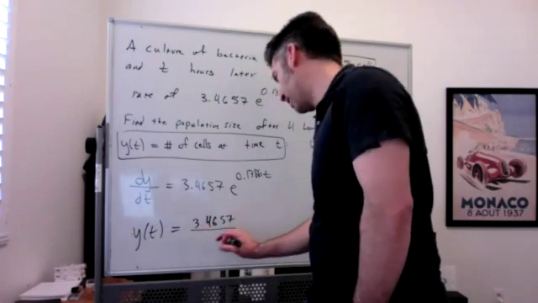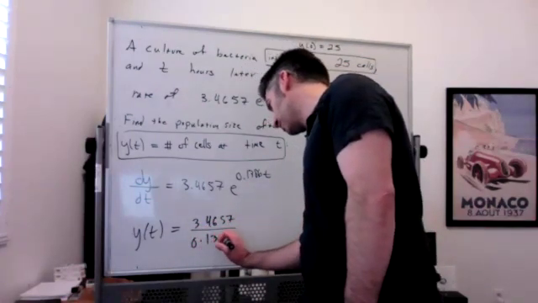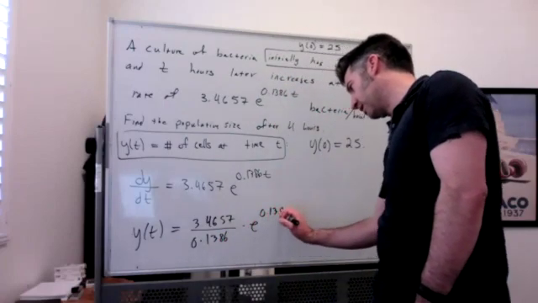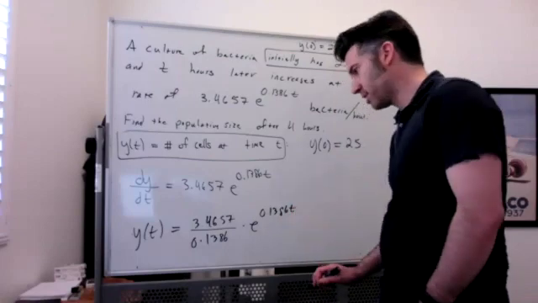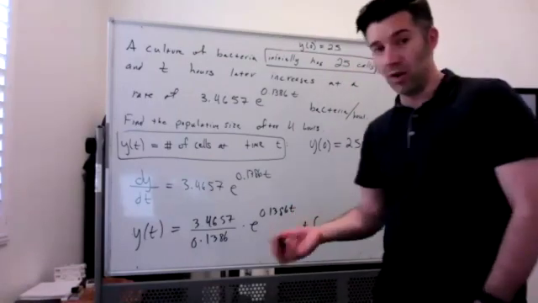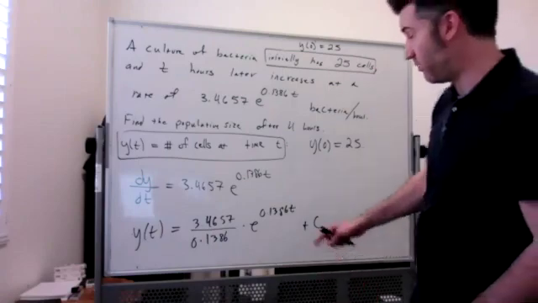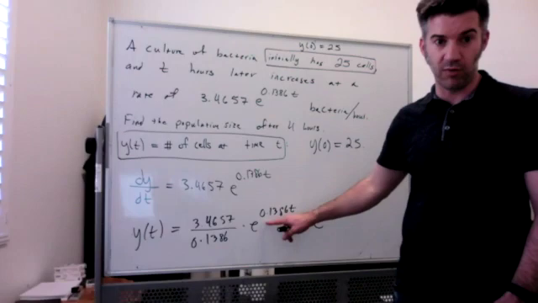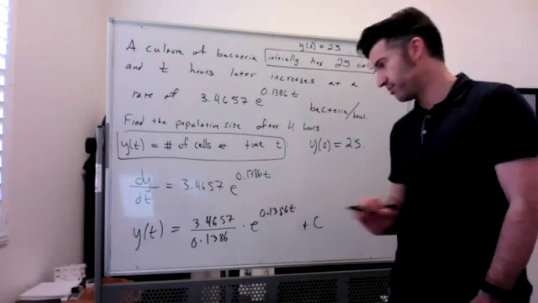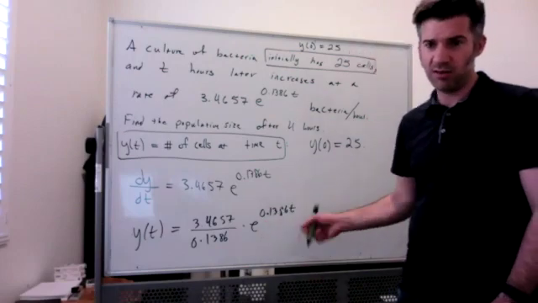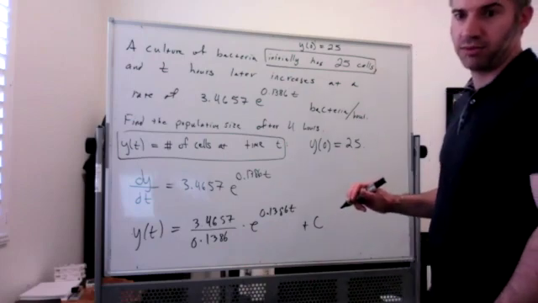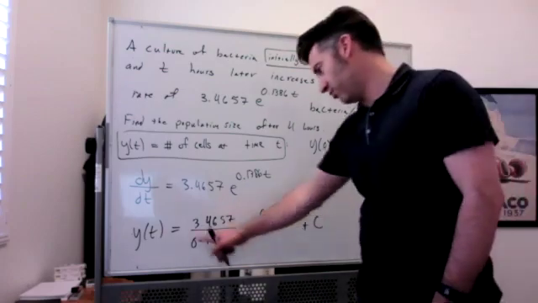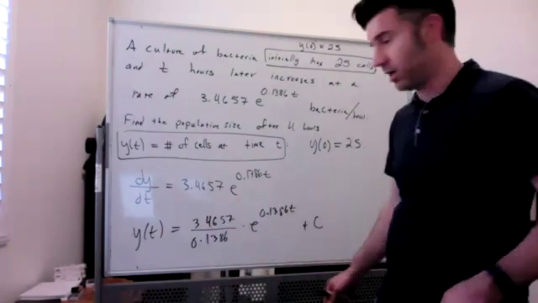3.4657 divided by 0.1386 times e to the 0.1386t plus c. And we know this is correct because if we differentiated this, we would end up multiplying by a factor of 0.1386, which looks pretty gnarly. So I believe this is set up so that this is actually approximately 25. Well, let's go ahead and check.